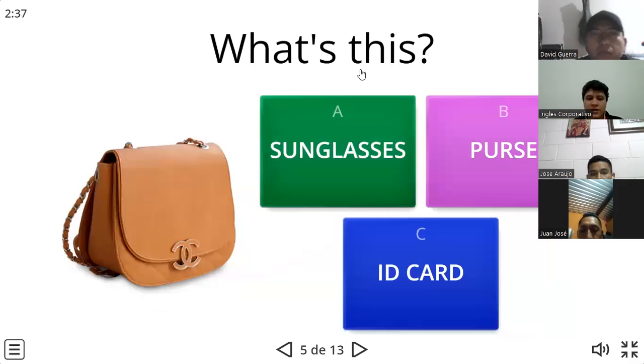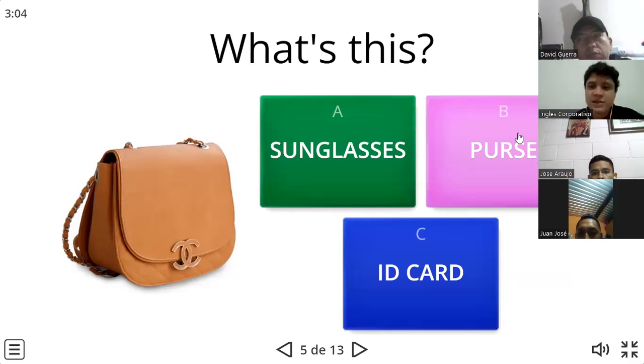Now, this one. What is this, guys? It says sunglasses, a purse, or ID card? What do you think, guys? What do you think this is? Okay, B. Jonathan B. Jamila B. David B. Okay, yeah. This one is a purse, okay? This one is only for women, right? So you can repeat it at your home, okay, guys? Purse. Purse. Okay?